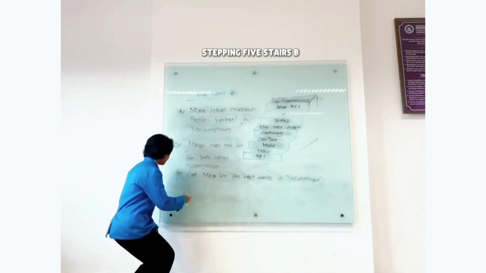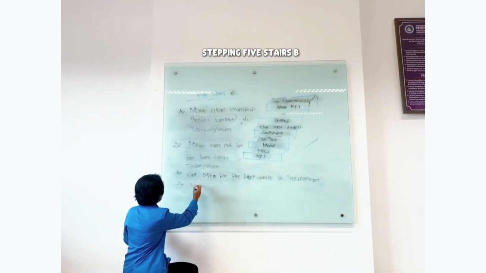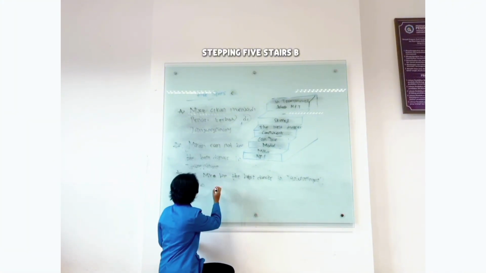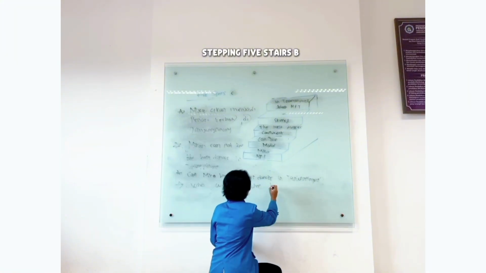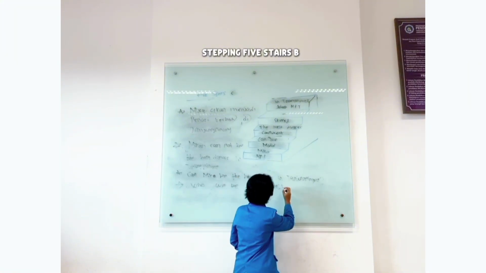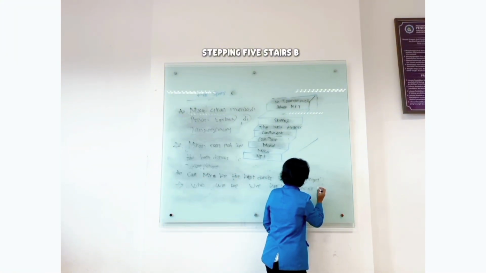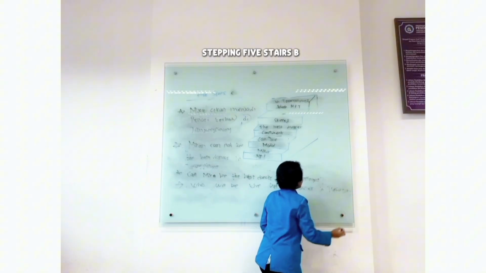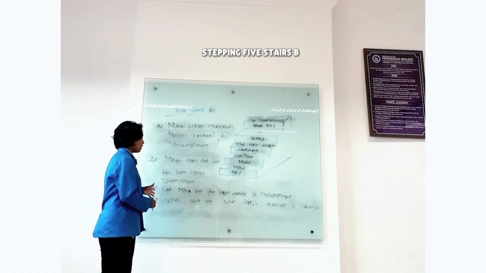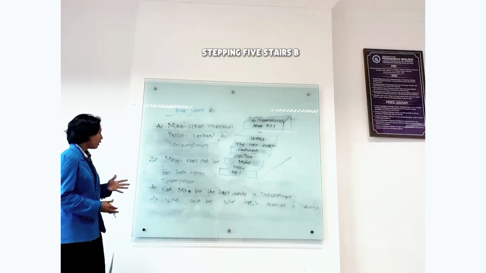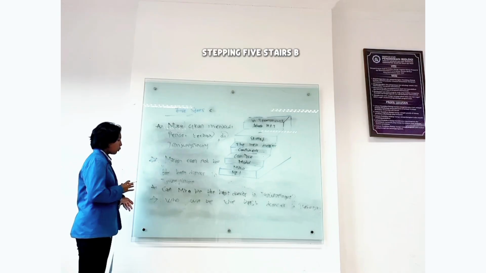The question is, who will be the best dancer in Tanjung Pinang? The answer is Mika. So I will convert this sentence into an interrogative sentence with the what question.